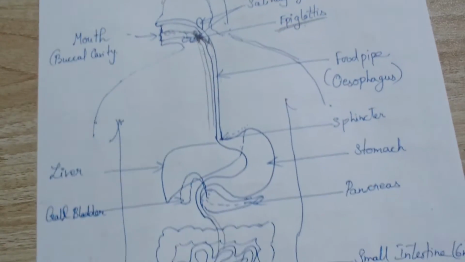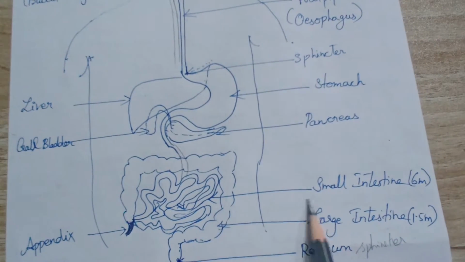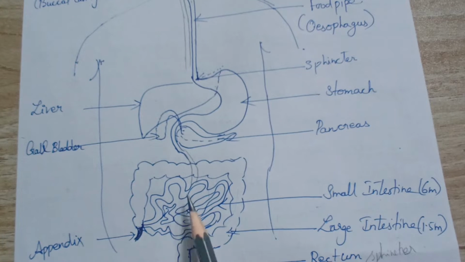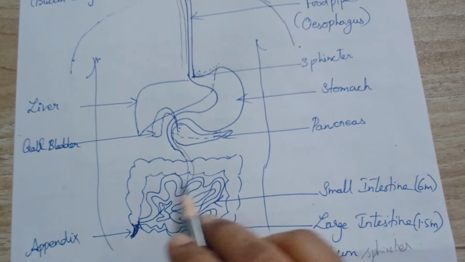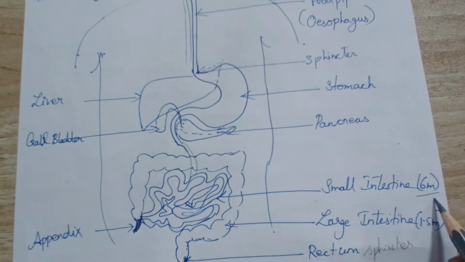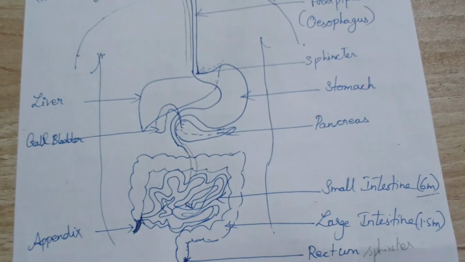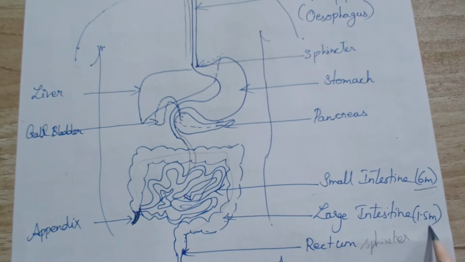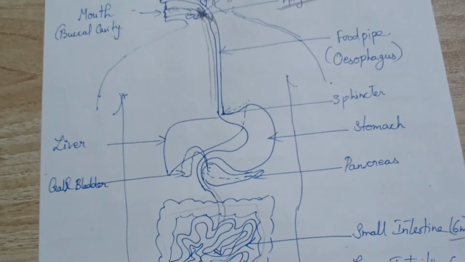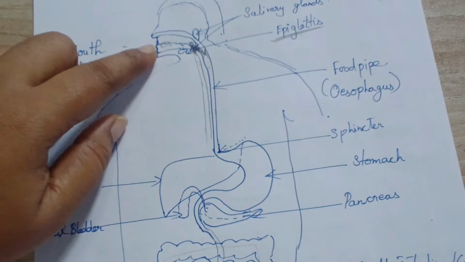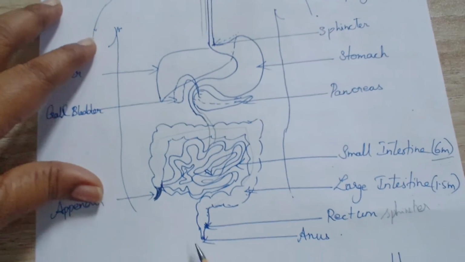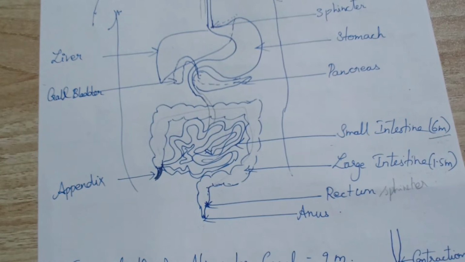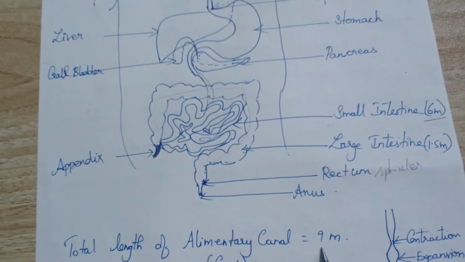Next, you have the small intestine. The small intestine is coiled and kept here, right? It is 6 meters long, where the maximum digestion takes place, as well as absorption. And the large intestine length is 1.5 meters. The total digestive system, from the buccal cavity, from mouth to anus, is totally 9 meters long.